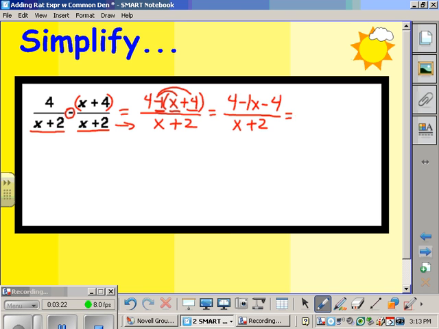Now, if we continue to look in the numerator, we're going to look for like terms. We have a 4 and a -4 that are like terms, and if you add that together, it becomes 0. So we're going to eliminate those, leaving us with -1x, or just -x in the numerator. And then we'll just bring over the denominator. Now, because the binomial in the denominator cannot be factored any further, and because you have a monomial in the numerator, you are done. You can't do anything further to simplify this.